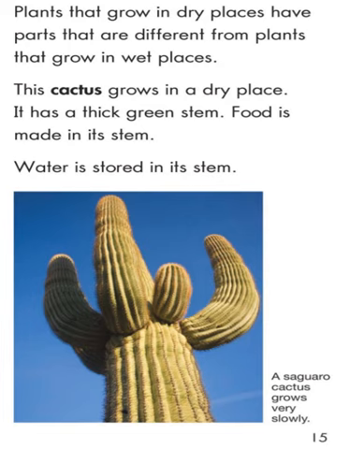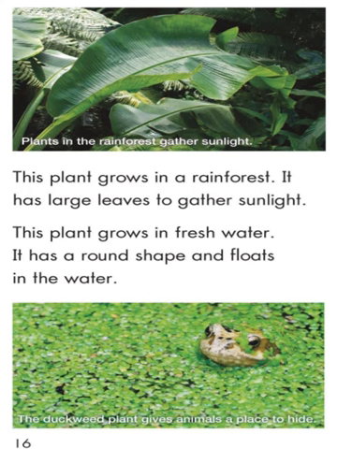This cactus grows in a dry place. It has a thick green stem. Food is made in its stem. Water is stored in its stem. This plant grows in a rainforest. It has large leaves to gather sunlight. This plant grows in fresh water. It has a round shape and floats in the water.